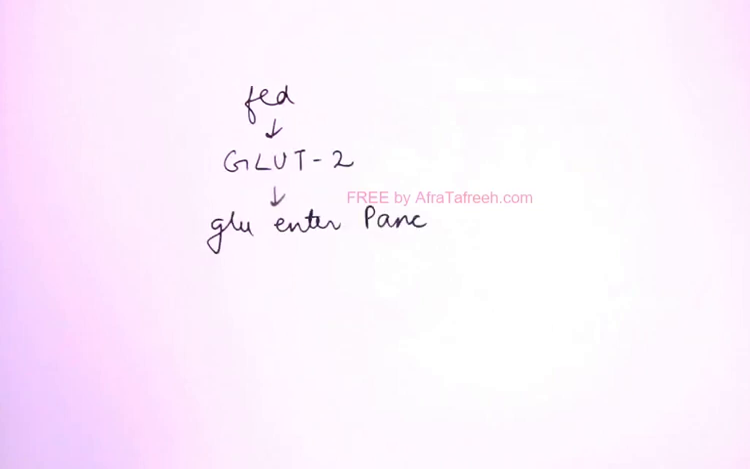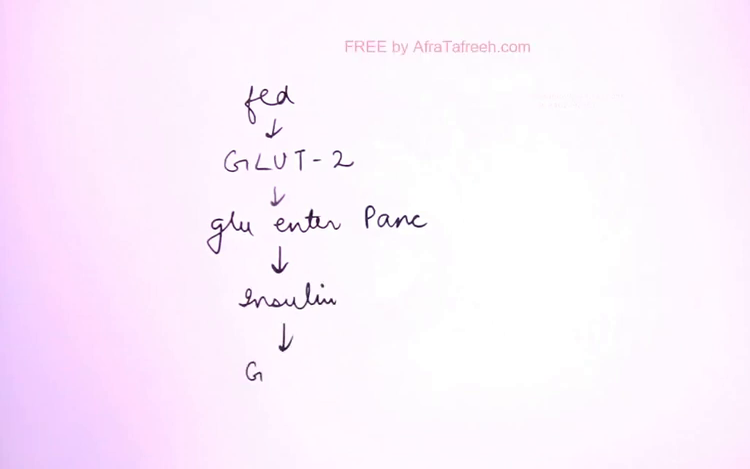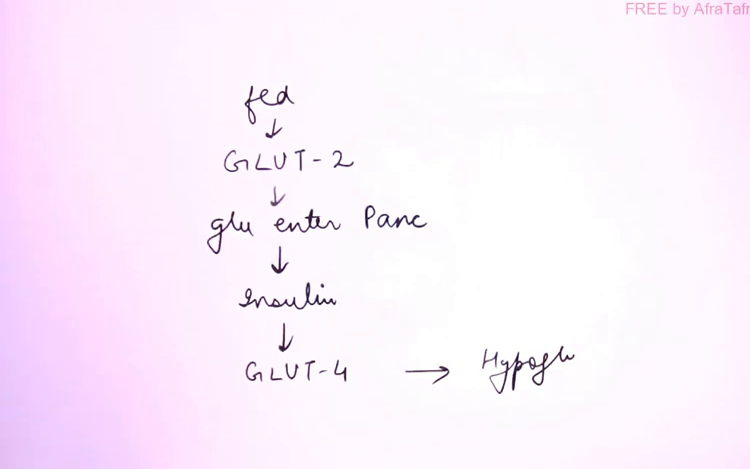Now let's see the sequence of events occurring in fed state. In fed state, when glucose enters blood, the first GLUT which opens is GLUT2. When GLUT2 opens, then glucose will enter pancreas. You know, liver and intestine also, but here I'm more concerned with pancreas. So let's continue. Glucose enters pancreas, so hormone insulin will be released. Insulin will make GLUT4 active, and GLUT4 will cause the hypoglycemic action of insulin, right? So this is the sequence of events.